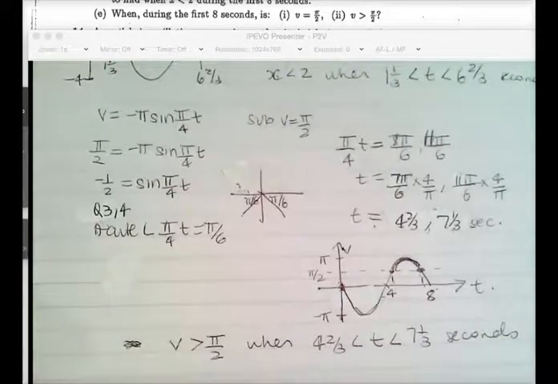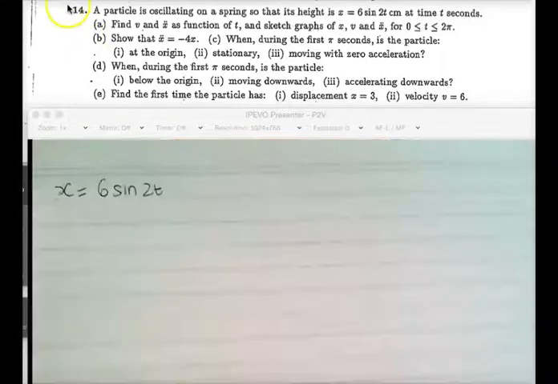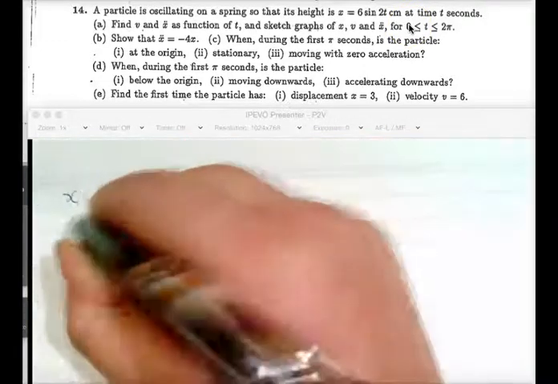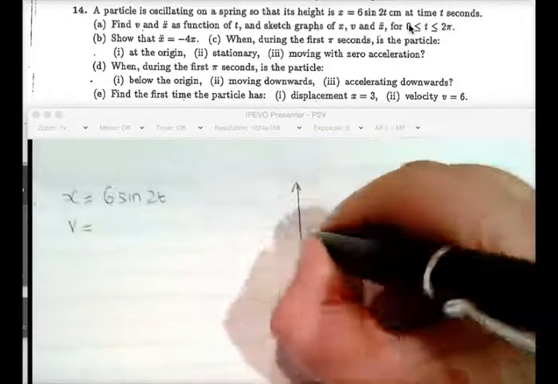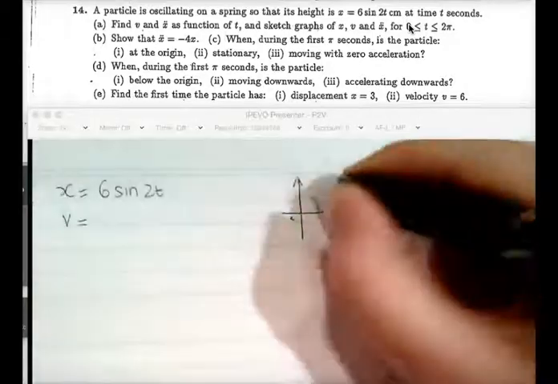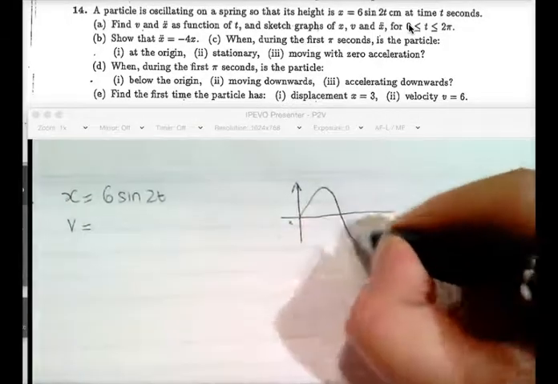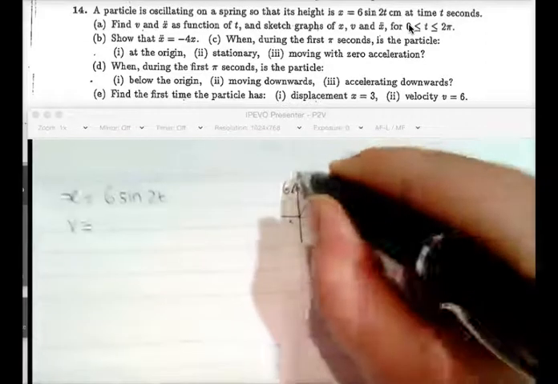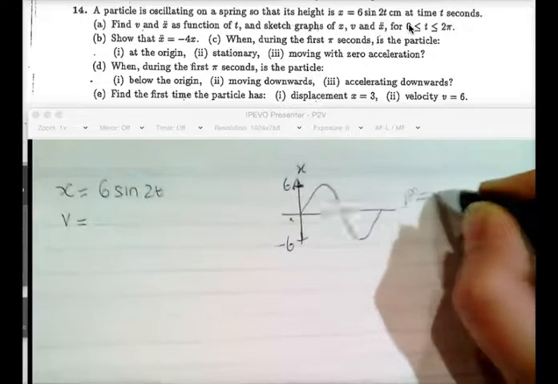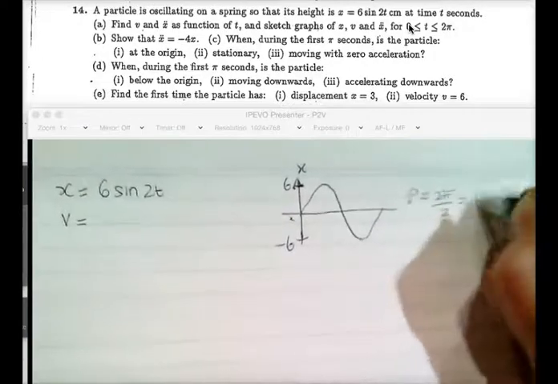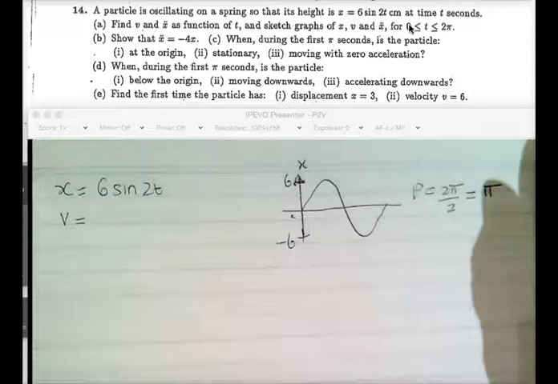Okay. Question 14, it says a particle is oscillating on a spring so that its height is x equals 6 sine 2t centimeters at time t seconds. You have to find v and acceleration as a function of t and sketch those graphs. Well, the first graph I'll do over here is the sine curve. It's got an amplitude of 6. That's the displacement. Down here's -6, and the period is 2 pi over 2, which is pi.